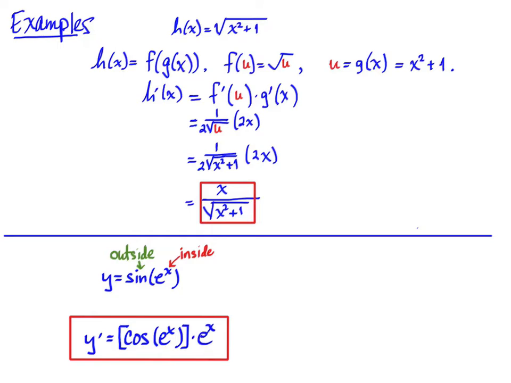And in this case, we know that the derivative of the natural exponential function is just the natural exponential function. So we don't have to write the u in our derivatives. All right, let's try more examples.